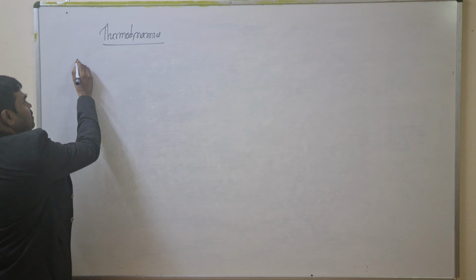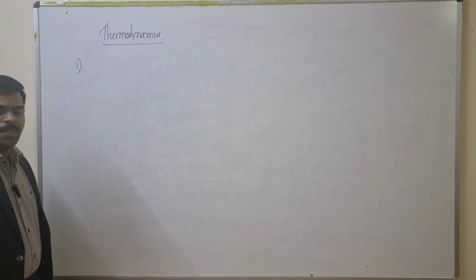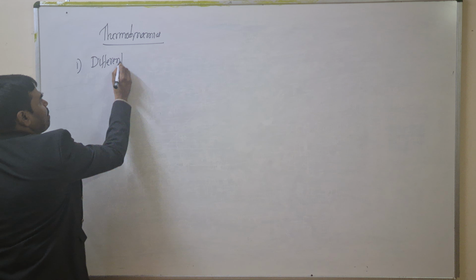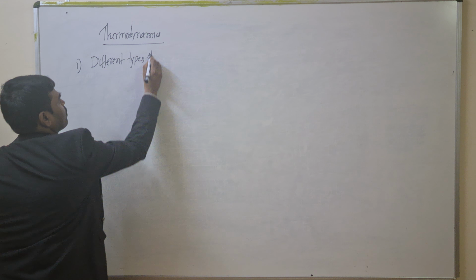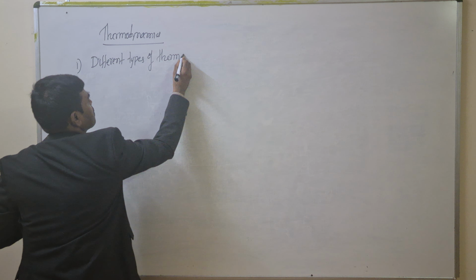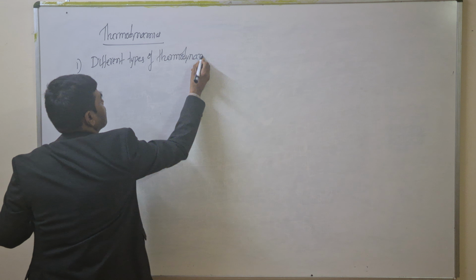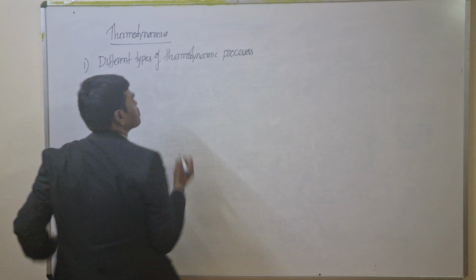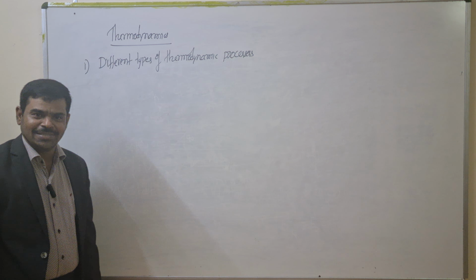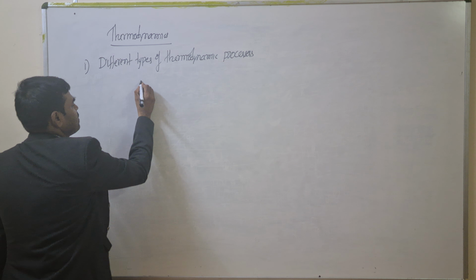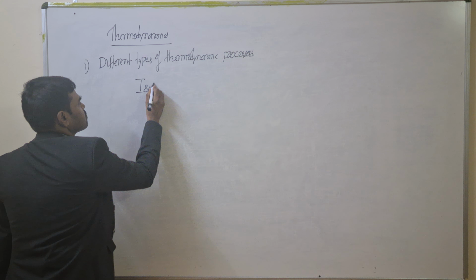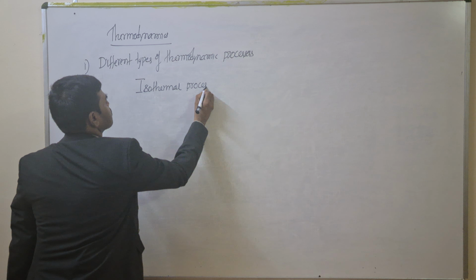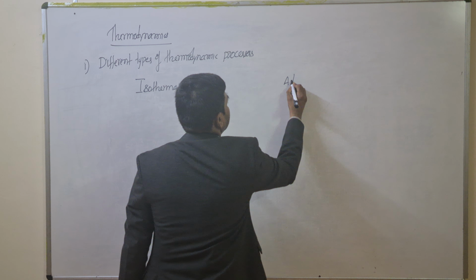So in thermodynamics, the first point we have to identify is the different types of thermodynamic processes. In this, the first process is the isothermal process, and the second one is the adiabatic process.